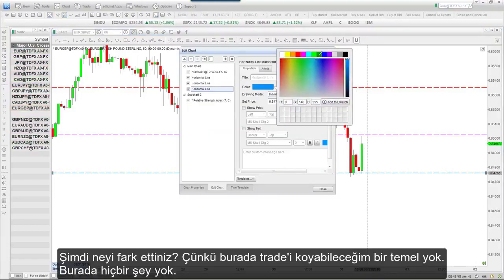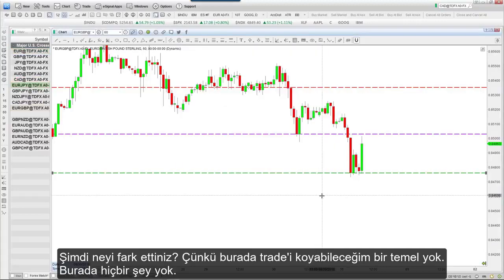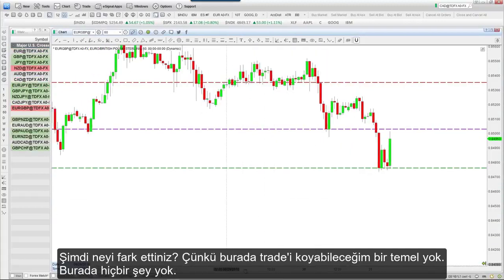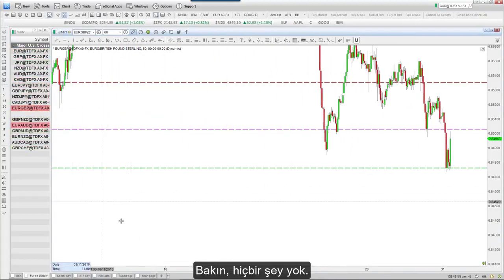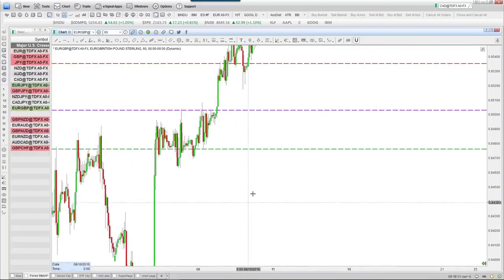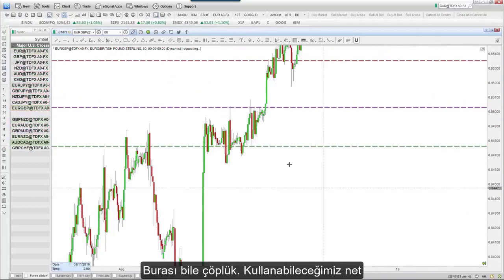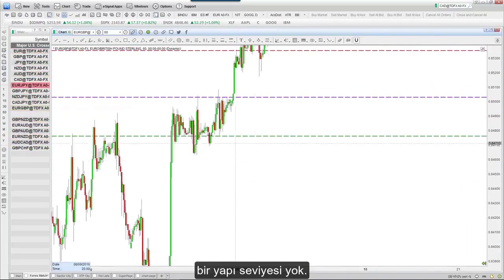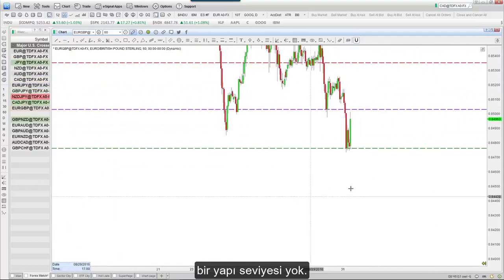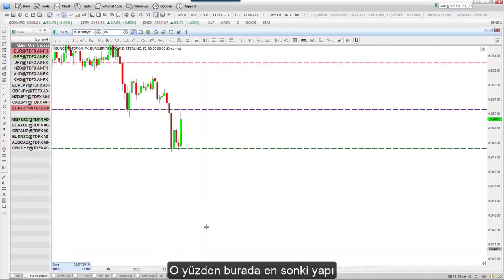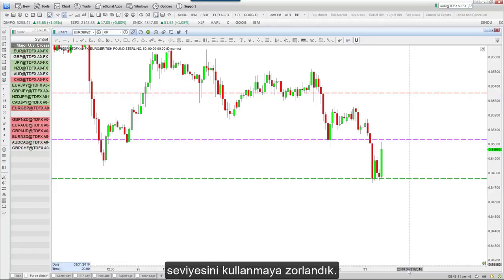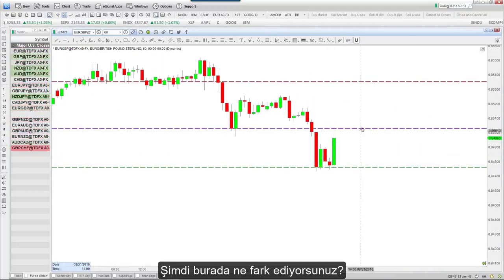And what do you guys notice? Because I've got no other structure that I can base a trade off of here. There's nothing here. I'm going to consolidate. Look at it. There's nothing out here. I'm going to have to go all the way back here to find any kind of structure down here that I could use. And even that is, I mean, that's just junk. There's no clear structure level in there for us to use. So we're forced to use the most recent structure level here. Now, what do you notice here?